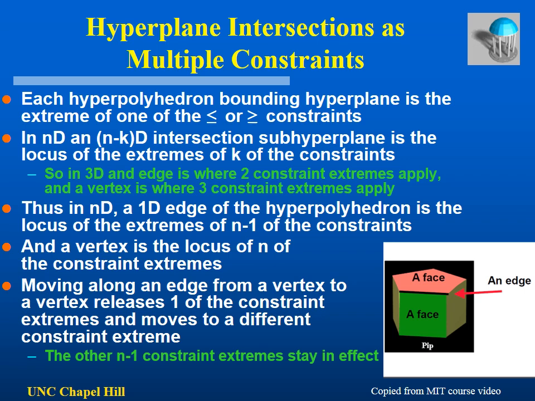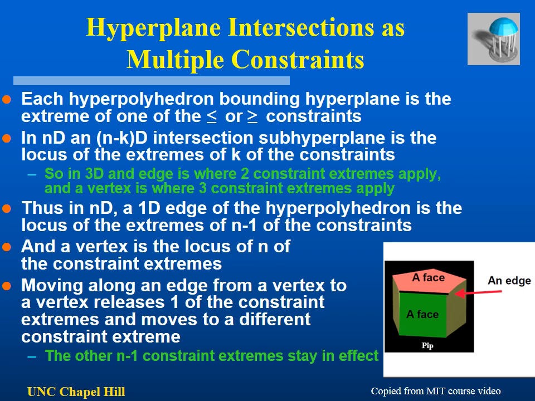Now let us consider the intersections of those hyperplanes. Each hyperplane corresponds to a constraint extreme, and when you have intersections, you have the extreme of more than one constraint. In particular, when two hyperplanes intersect, then you have two constraints being followed on one side of the intersection and neither on the other side.